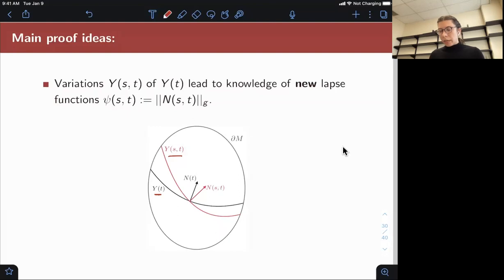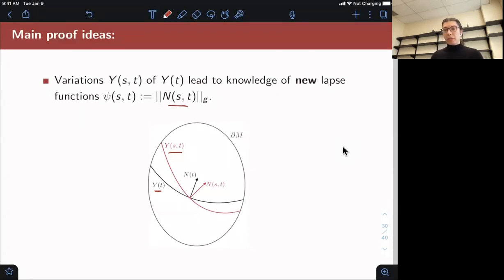And I had an original lapse function, which told me how much I pushed off the surface through the foliation. And now I get a new foliation of surfaces and a new lapse function, which tells me how fast I'm moving through that foliation. And from Adrian's result, I can identify each of these functions for all of the perturbations that I'm doing.